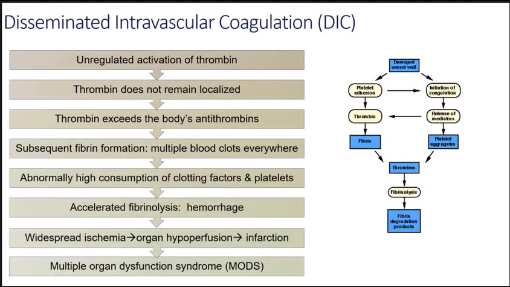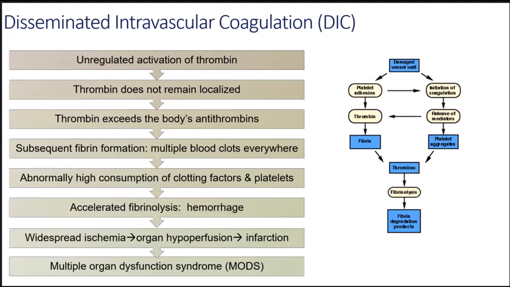Okay, so a little bit more still on this topic. The stimulus, whatever the condition may be that is going to lead to DIC, is going to cause this unregulated activation of thrombin. So thrombin is the factor that causes the formation of fibrin, which creates that mesh, if you remember. So we have thrombin forming fibrin. But what's interesting is this isn't just happening locally in one area. This is happening everywhere throughout the body. So it's not remaining localized. In other words, clot formation all throughout the body.